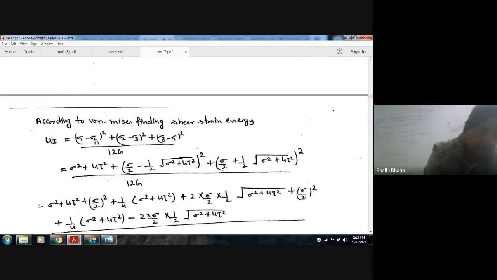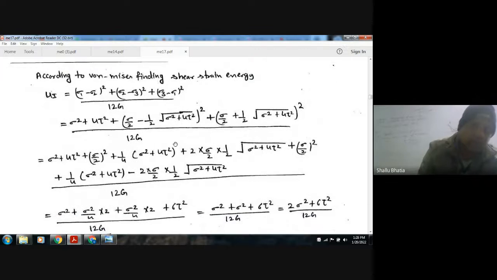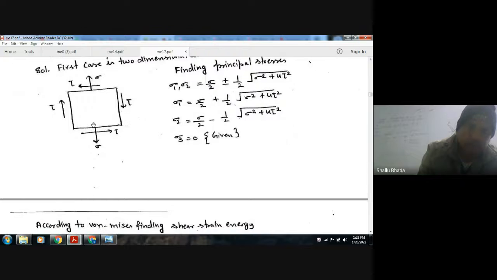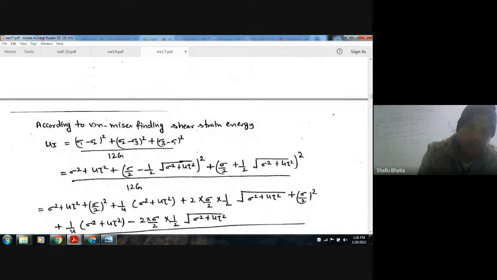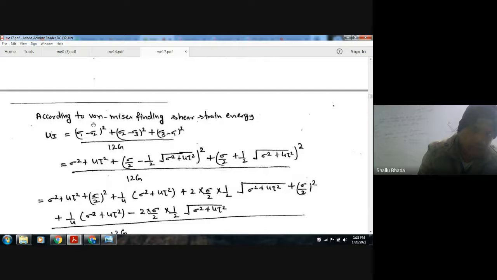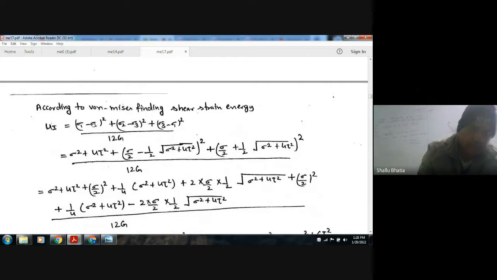the shear strain energy. So the equation is sigma 1 minus sigma 2 square plus sigma 2 minus sigma 3 square plus sigma 3 minus sigma 1 square divided by 12G. So putting the value of sigma 1 and then sigma 2. Sigma 1 is your the value of sigma 1, sigma 1 and sigma 2.